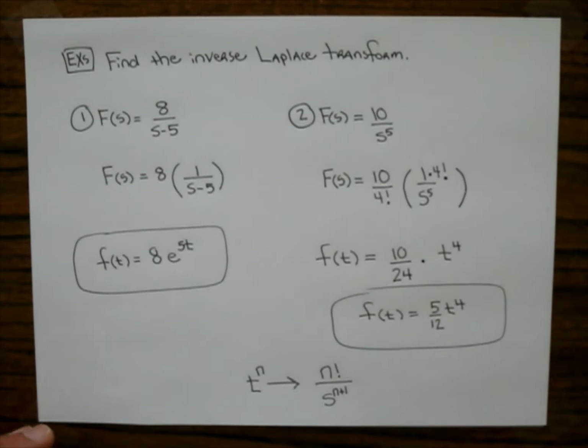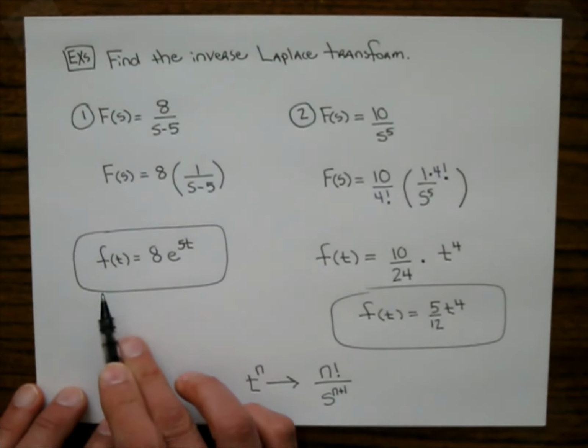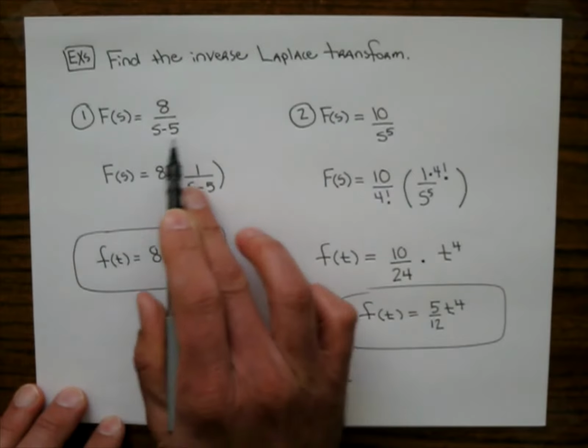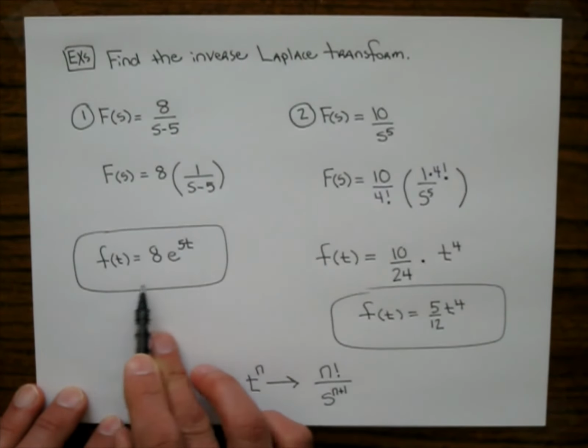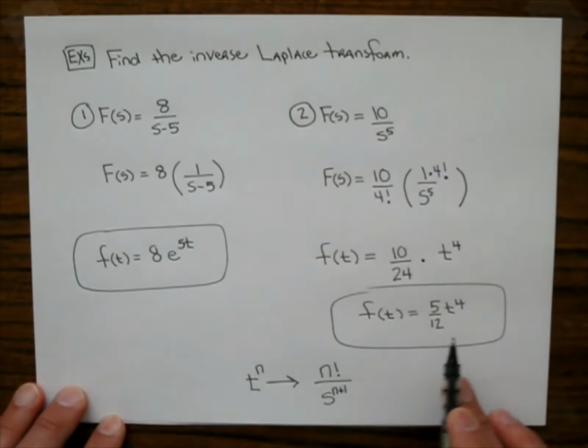So that's what you're going to be doing in your homework. You're going to be using these shortcuts, but you're going to be using them backwards. Also, you could cover up all the work and find the Laplace transform of this, and you'll end up getting this guy right here. And same with this one.